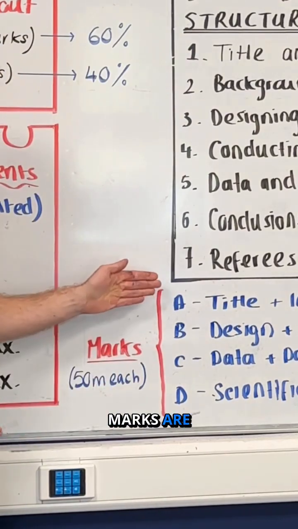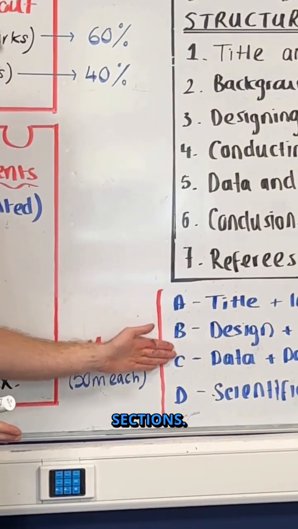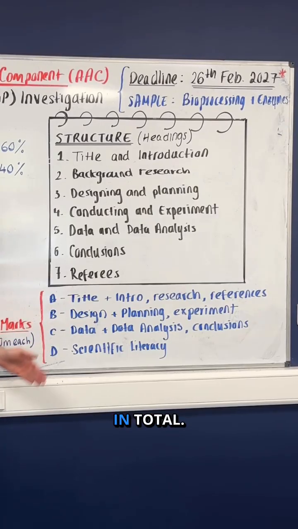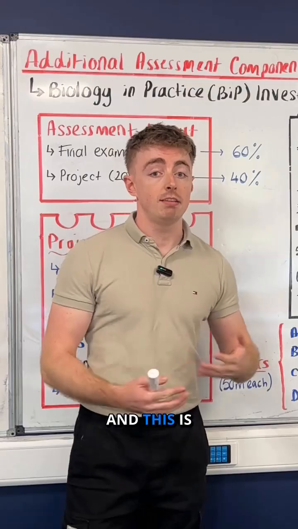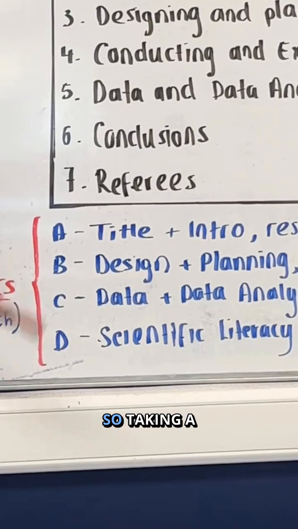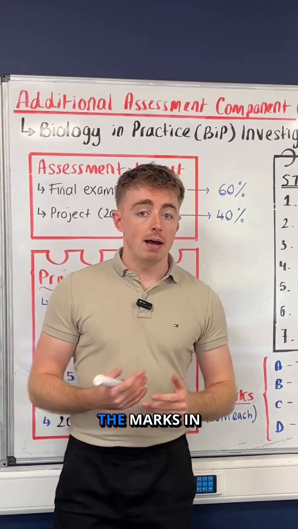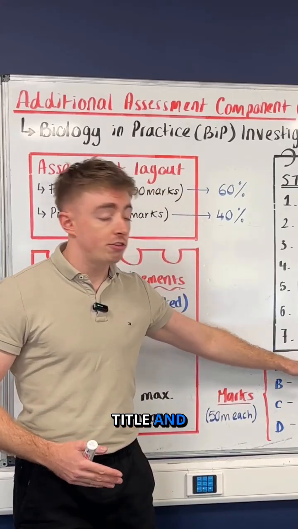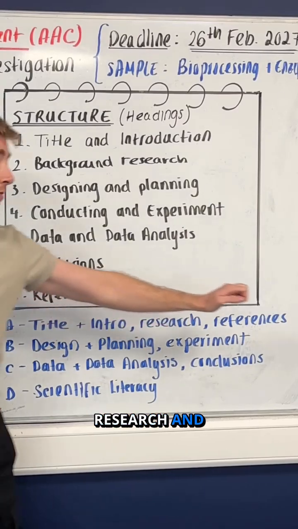Now, your marks are broken down into 4 sections. Each of these are worth 50 marks in total, so A down as far as D, and this is available on the sample brief. So taking a look at the first one, the marks in this section are going towards your title introduction, your background research, and your references.